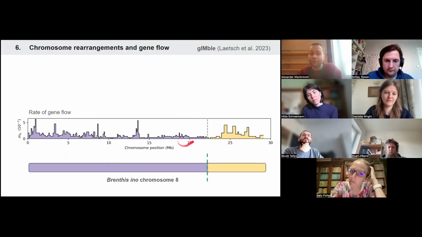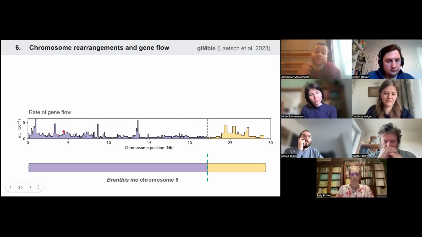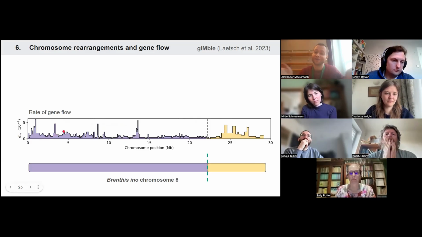And so if you were a neutral locus here and you move into the Daphne population, but you're carrying this arrangement, then you will only be able to introgress if you can recombine away from this rearrangement. It is worth noting that these estimates of ME will have some uncertainty associated with them because we're fitting this model in just smaller parts of the genome.